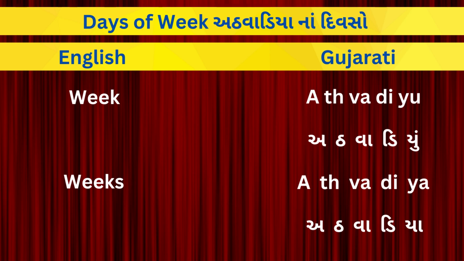Once again, it is called Athwadiyu, which is spelled A-T-H-V-A-D-I-Y-U. A becomes A, T-H becomes Th, V-A becomes Va, D-I becomes Di, and Y-U becomes Yu. All together it becomes Athwadiyu.